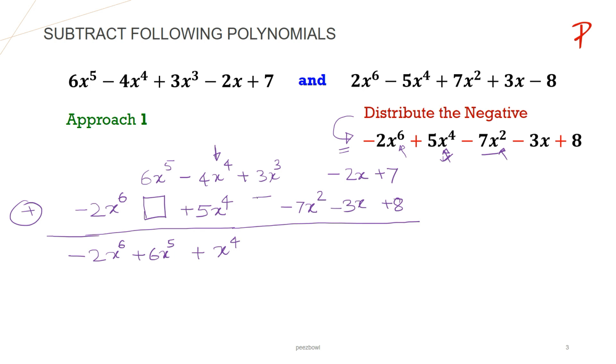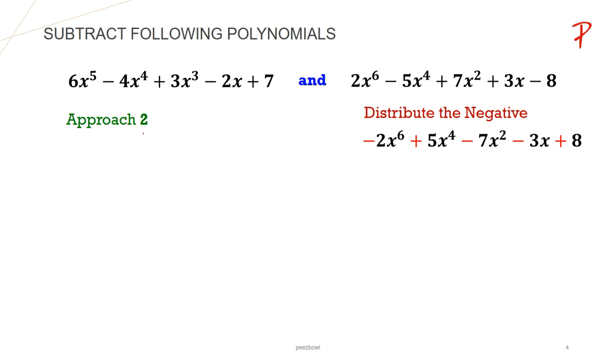Here also, below x to the power 3 we do not have any term in the second polynomial, so I will keep it as it is. After that we have minus 7x square. There in the first polynomial we do not have any like term, so I will write minus 7x square. For x, minus 2 and minus 3 is minus 5, and x we write as it is. Then after that we have plus, and 7 plus 8 is 15. So this is the answer when we are subtracting these two polynomials, right?